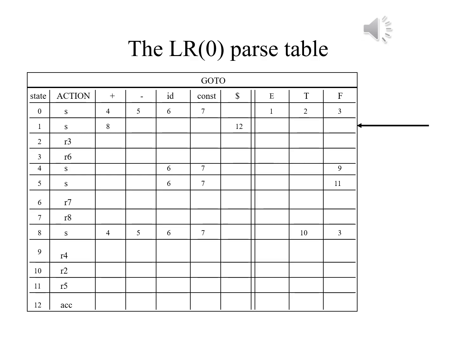State 1 has only two items, both non-final. On plus we transition to state 8, and on the end of file marker we transition to state 12. And obviously the action again will be shift.